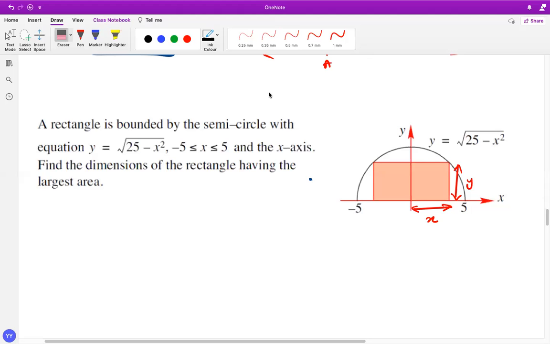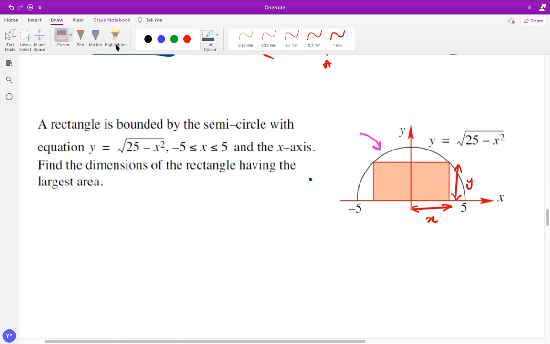Well, so this lesson is around the area-related optimization problems. So here the question is, for example, there is a rectangle that is inscribed in a semicircle, and the semicircular equation has been given as square root of 25 minus x squared. And what I have to find out is the dimension of the rectangle such that the area is the largest.